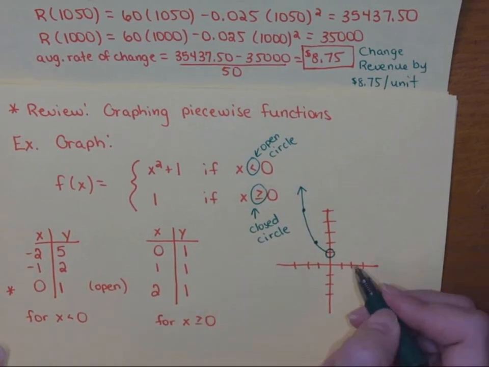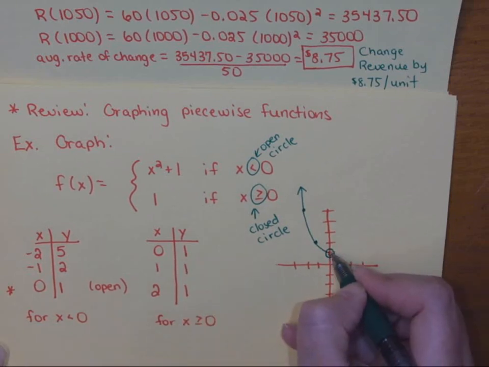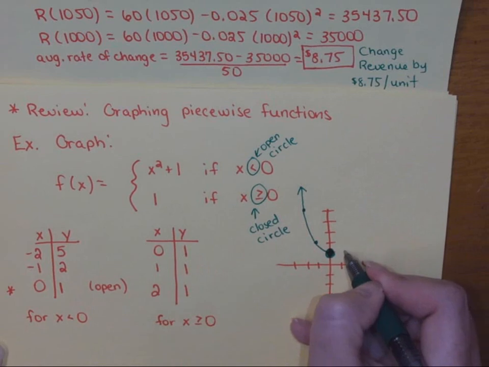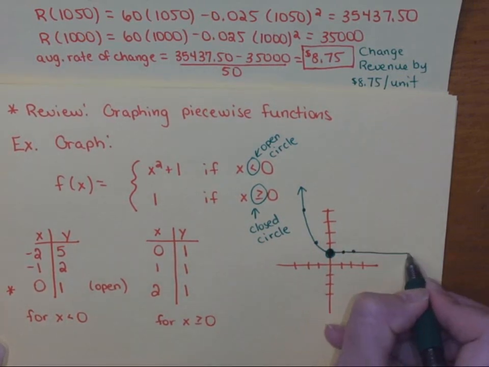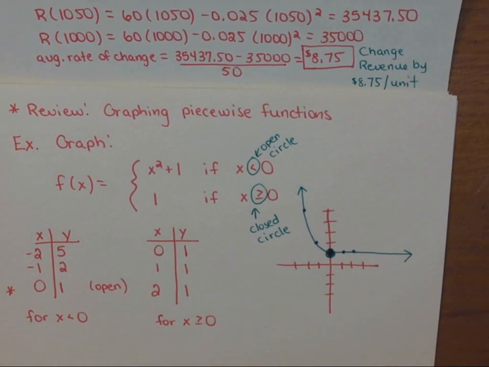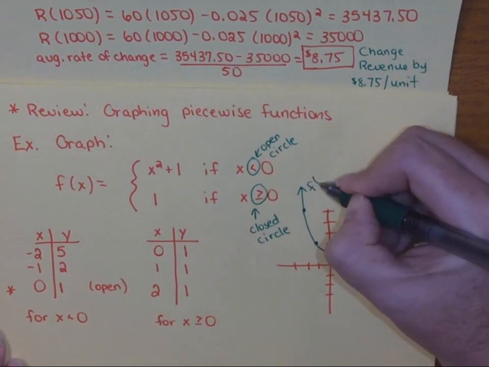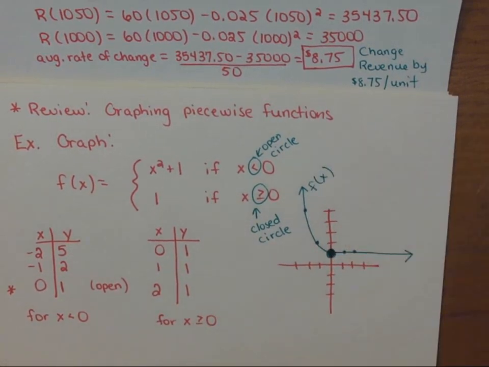So interestingly enough, this doesn't always happen. This one, 0, 1, is going to come right on top of that open circle and go ahead and close it in. And then we have 1, 1, and 2, 1. And so just like we thought, notice this graph turns out to be a partial parabola and then a partial constant function.